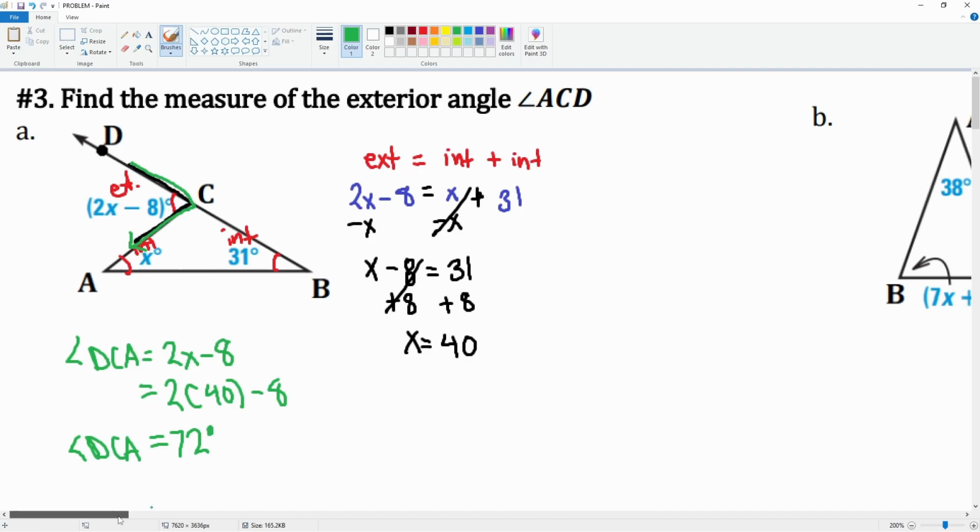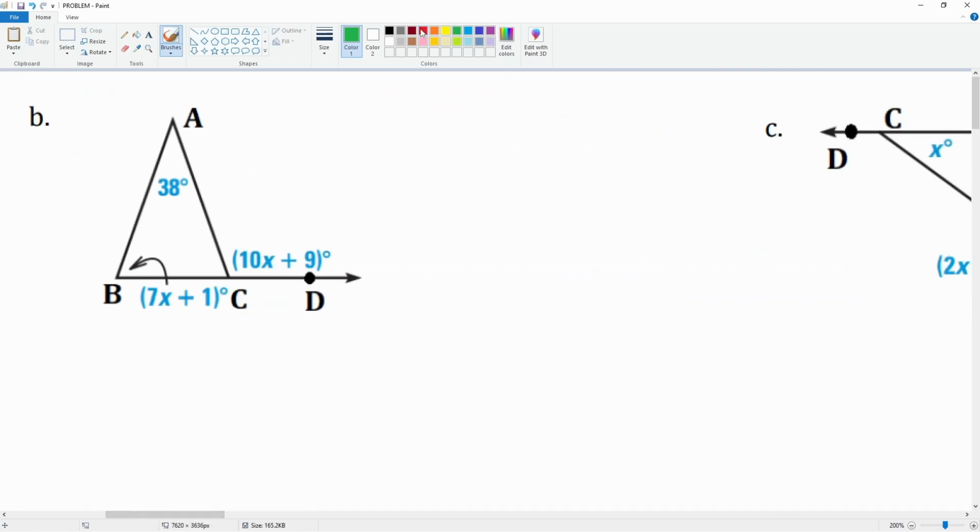All right. Let's look at B here. Same thing. Your exterior angle is going to be equal to your interior plus your other interior angle. This is your first interior angle. This is your second interior angle. And then ACD is your exterior angle. Let's make the substitution. 10x plus 9 is going to be equal to 7x plus 1 plus 38 degrees.